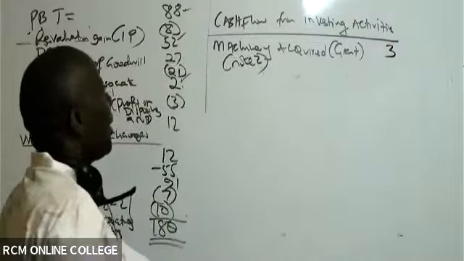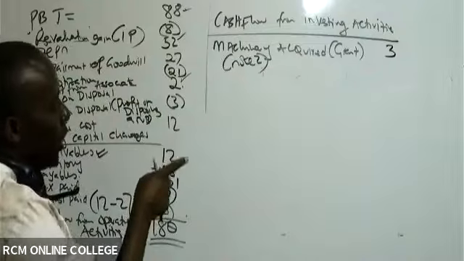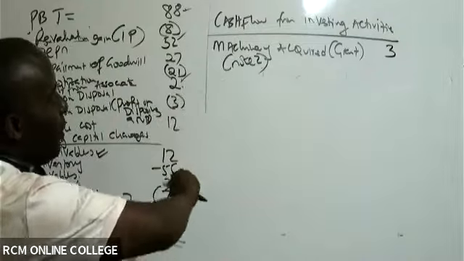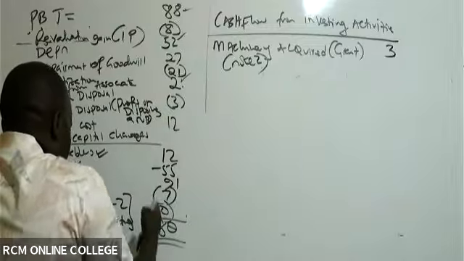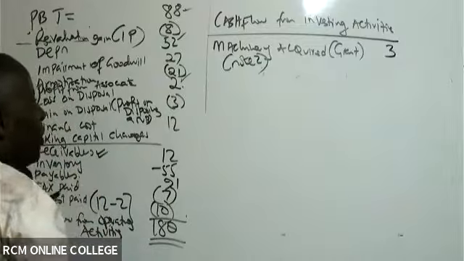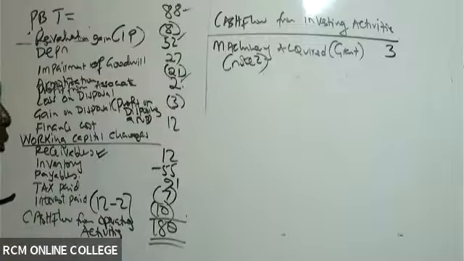And don't forget, as soon as you're trying to do what Mwalimu is doing, I'm writing this by the side because of the size of my board. Otherwise, I would have continued. It's one statement. So machinery acquired, grant 3.